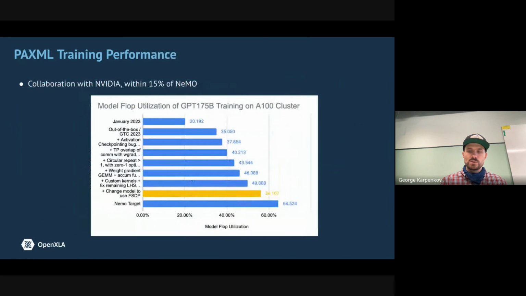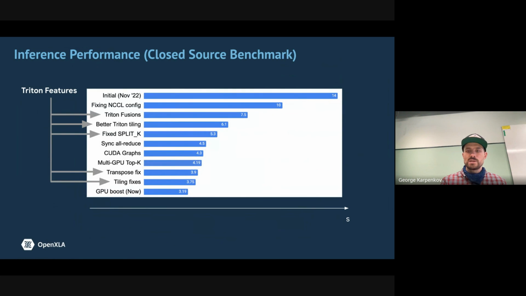Performance charts I was told were shown already. I guess that's the most interesting one for training as driven by NVIDIA. And that's it. And then the closed source benchmarks we're busy optimizing.